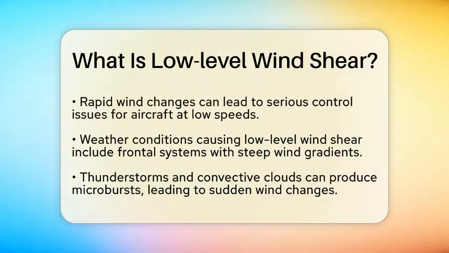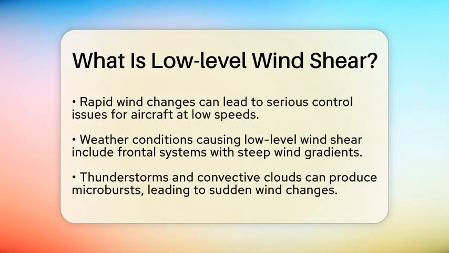For instance, frontal systems with steep wind gradients can create abrupt shifts, especially when a front moves at speeds of 30 knots or more, and there is a temperature difference of 10 degrees Fahrenheit or greater across it. Thunderstorms and convective clouds can also produce microbursts, which are intense downdrafts that cause sudden wind changes.